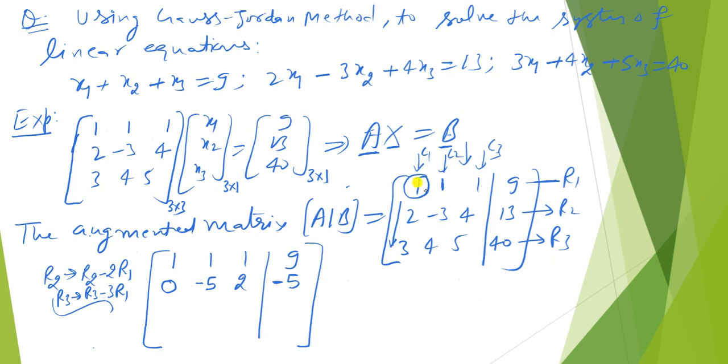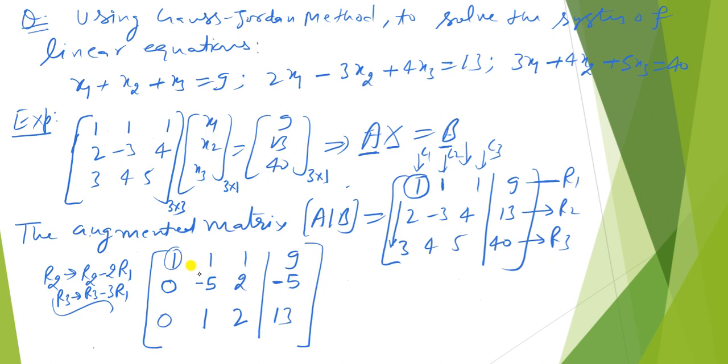Now 3 times 1 subtracted from 3 is 3 minus 3, which is 0. 3 times 1 is 3, subtracted from 4 is 4 minus 3, which is 1. 3 times 1 is 3, subtracted from 5 is 5 minus 3, which is 2. 3 times 9 is 27, subtracted from 40 is 40 minus 27, which is 13. So here the entries below the key element 1 are 0. Now next is to search for the key element in the second row and second column.